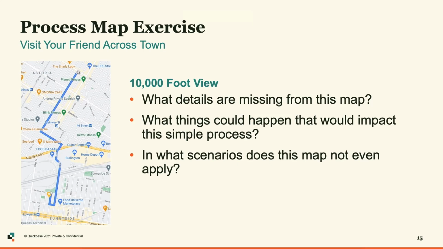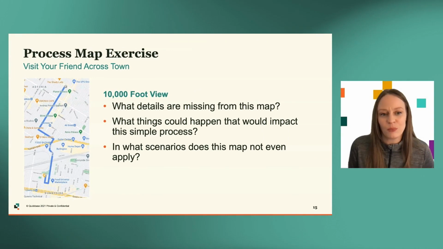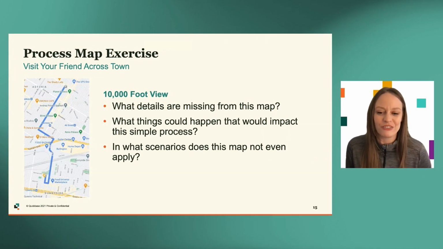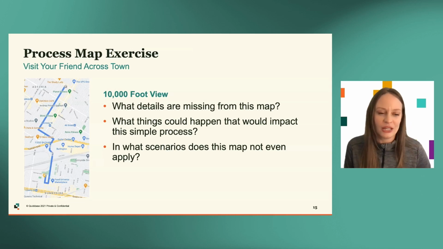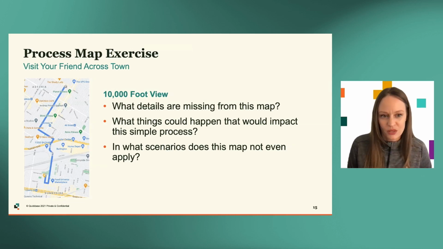And finally, in what scenarios does this map not even apply? Well, if I decided to ride my bike versus taking public transportation versus taking a taxi, these are all places where I would need a totally different map. So we're going to dig into what this means when we get into the actual documents, but I wanted you guys to really see how having one piece of information that's very high level is not necessarily going to get you to building fields and tables in Quickbase.